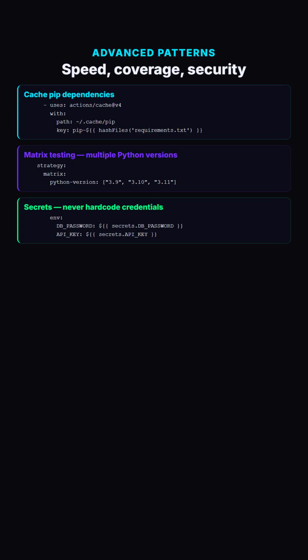The third pattern is test splitting for large suites. Combine matrix with pytest-split to distribute tests across multiple runners. Runner 1 runs the first third. Runner 2 the middle. Runner 3 the last. All in parallel. Your wall time drops dramatically. The fourth pattern is environment secrets per branch. Use GitHub environments to have different secrets for staging versus production. Your CI pipeline runs against staging. Your release pipeline runs against production. Separate secrets, separate approval gates.